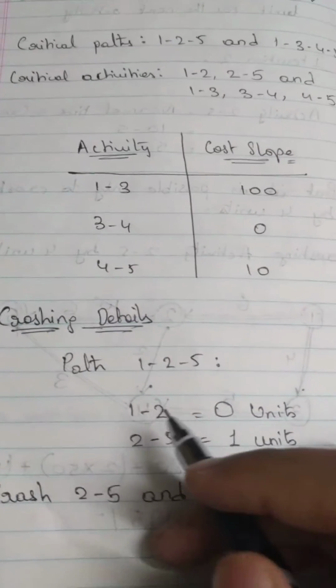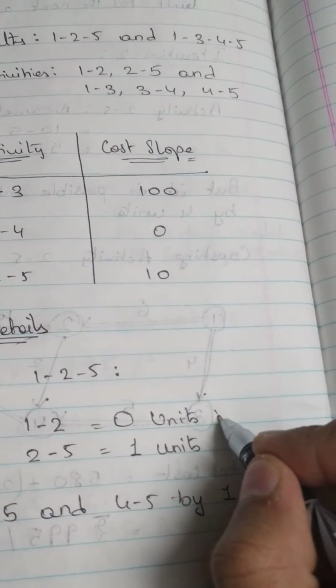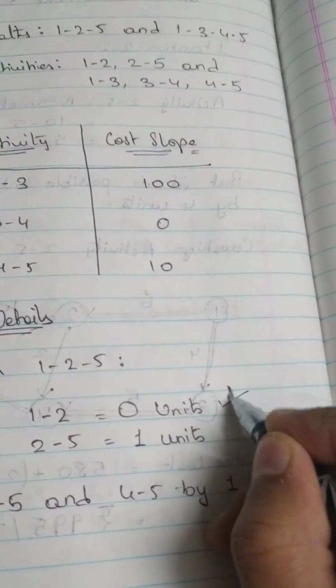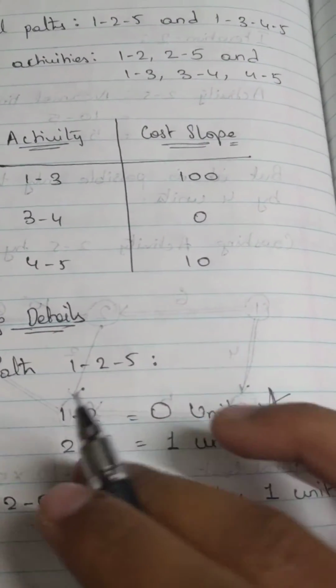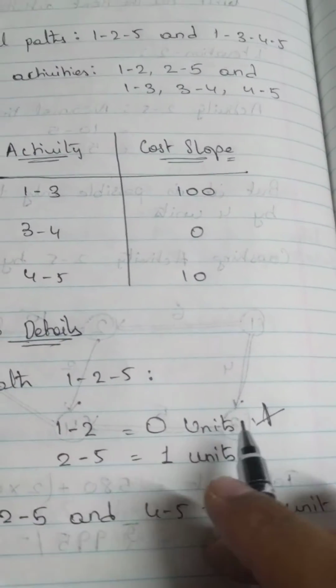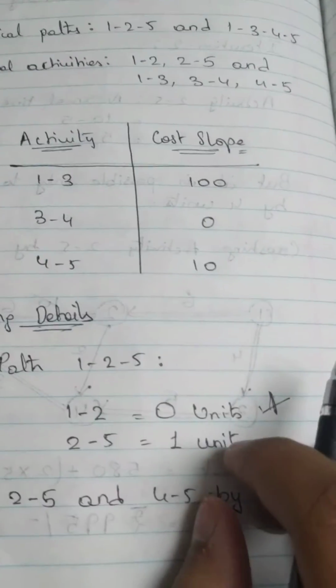So as you know, 1 to 2 has already reached its maximum limit, right? So we cannot crash this any further. We have already reduced this by 2 units and now it has no more units left to decrease, right? This is the maximum. It has reached its limit.